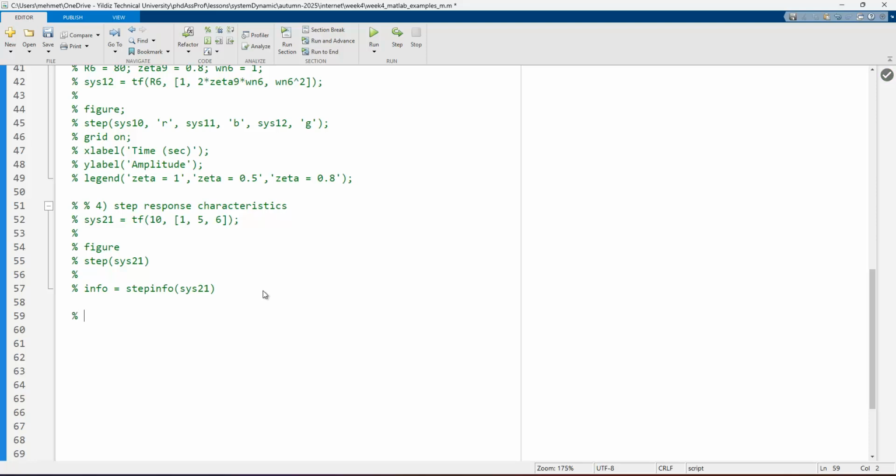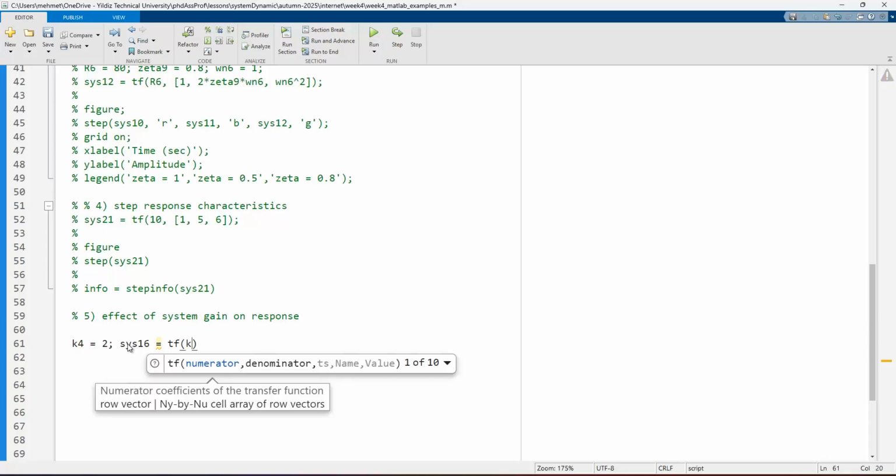In the fifth case, we should utilize the effect of the system gain on response. Okay. So, for example, K4 is equal to 2, and C is 16, TF K4 1 2 1.